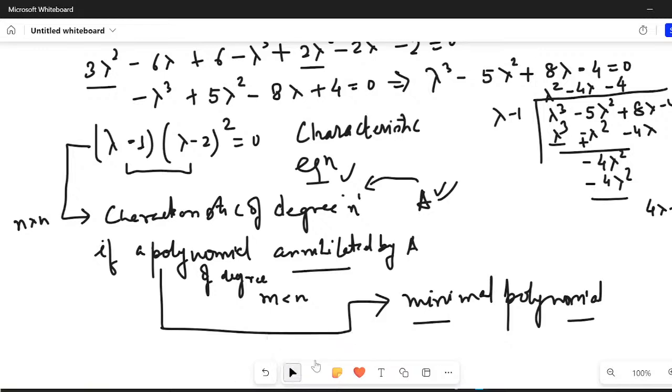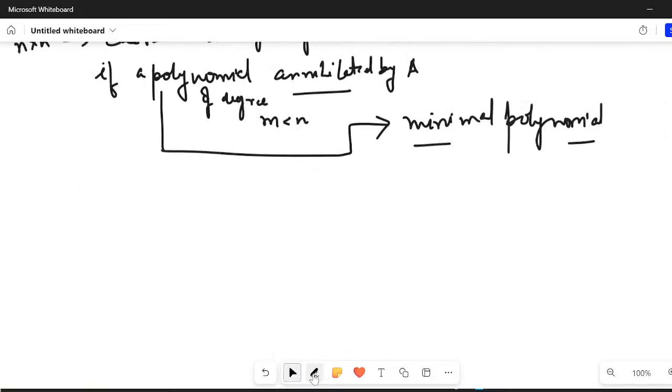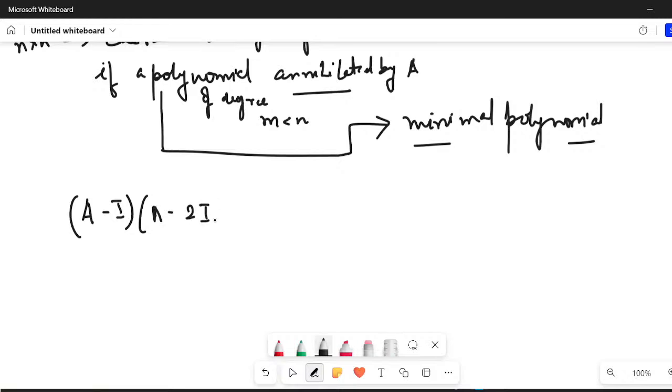Now let us consider this. What was your characteristic polynomial? So instead of lambda, I can write A minus I into A minus 2I whole square. This was your characteristic polynomial, right?